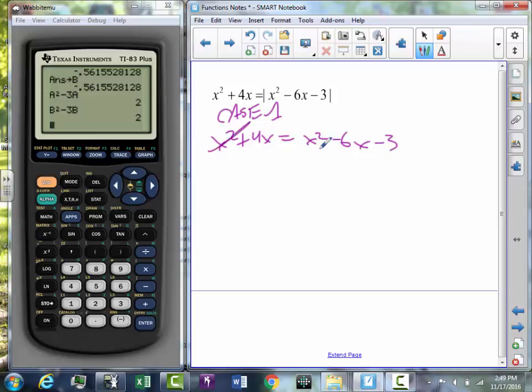The x squareds cancel. Add 6x to both sides. That's 10x equals minus 3, divided by 10, divided by 10. X is minus 3 over 10. Good.